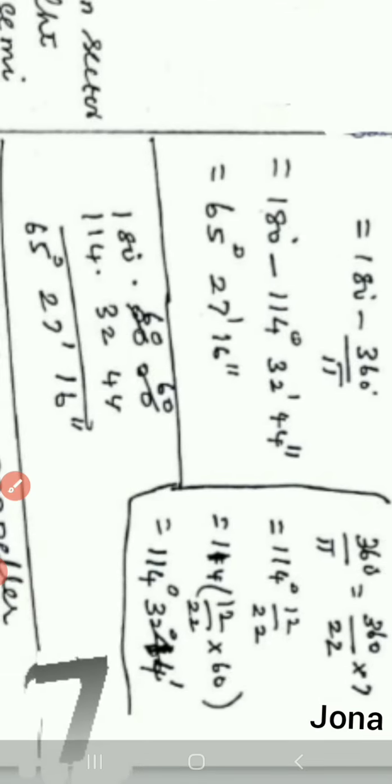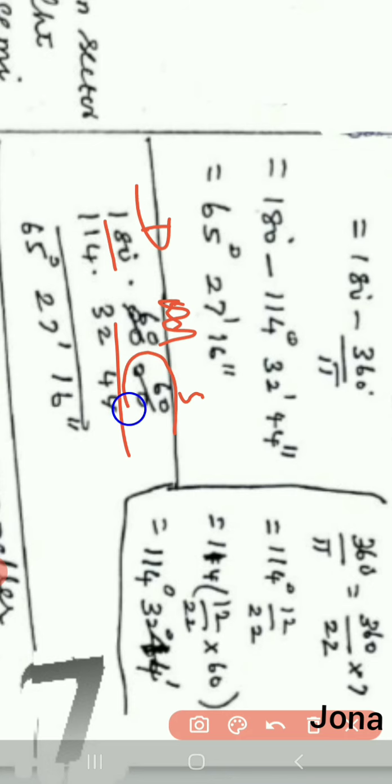Now I want to subtract this from 180 degrees. How to subtract that? I did the subtraction here. See, 180 we can write as 180, 0 minutes, 0 seconds, and here 114 degrees, 32 minutes and 44 seconds. This is degrees, minutes and seconds. We subtract as usual.